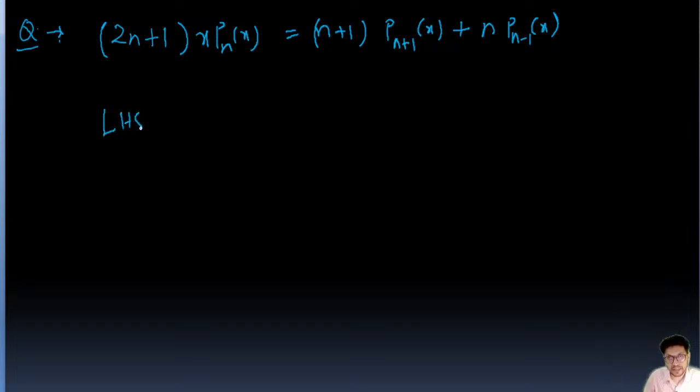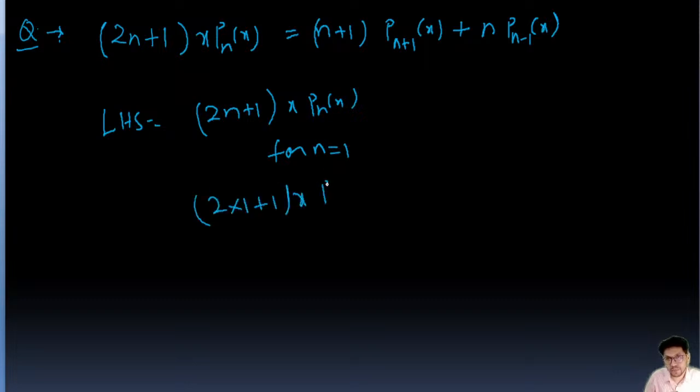Okay, so we'll take the left hand side. This is going to be (2n+1) x Pn(x). For n equal to 1, this is going to be (2 into 1 plus 1) x P1(x), right? We know the value of P1(x) is x. I've already explained in my previous lecture the values of P0(x), P1(x), P2(x), P3(x). So it is 3x square.